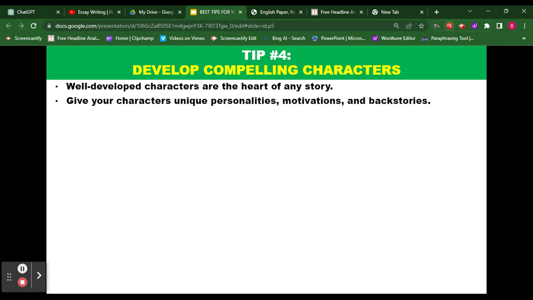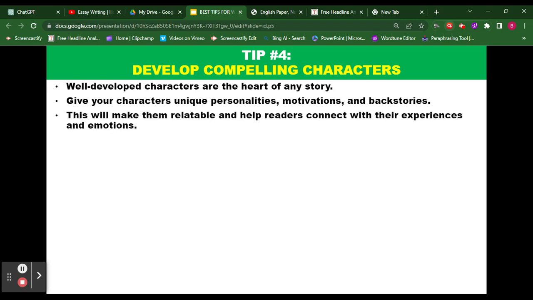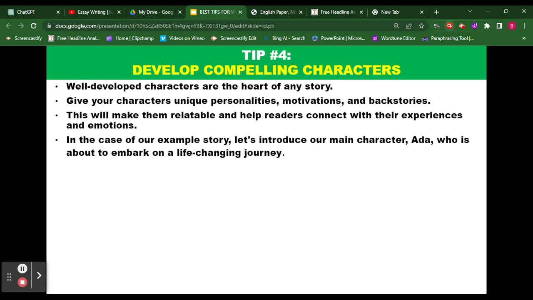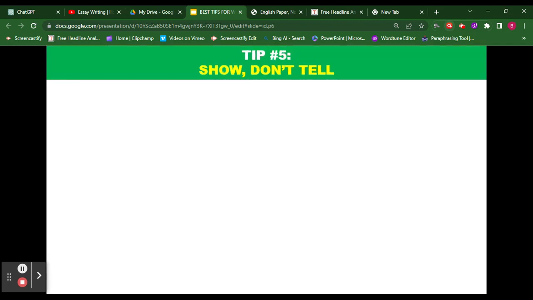So give your characters unique personalities, motivations, and backstories. This will make them relatable and help readers connect with their experiences and emotions. In the case of our example story, let's introduce our main character, Ada, who is about to embark on a life-changing journey. Tip number 5, show, don't tell.